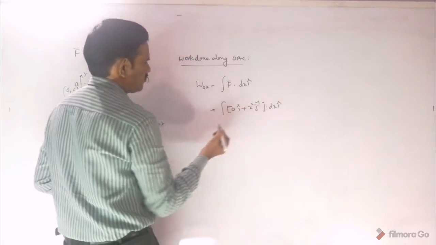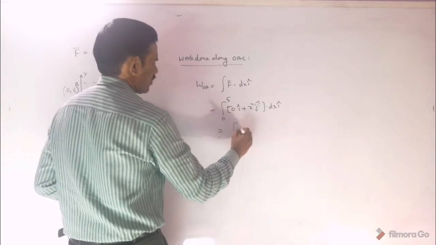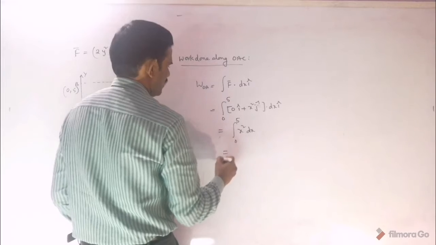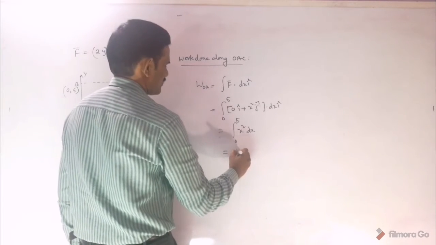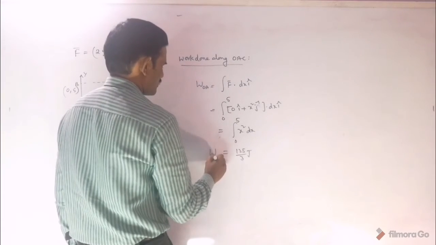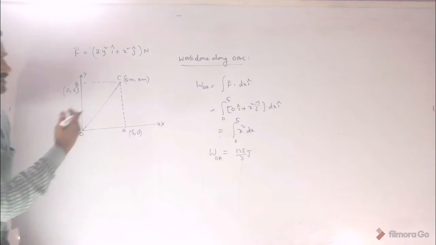And so now here the x value varies from 0 to 5, and therefore integral of x square dx from 0 to 5. So that is x cube by 3. So you can write this as 125 by 3 joules. So that is the OA path. Is it clear? And next let us calculate A to C.